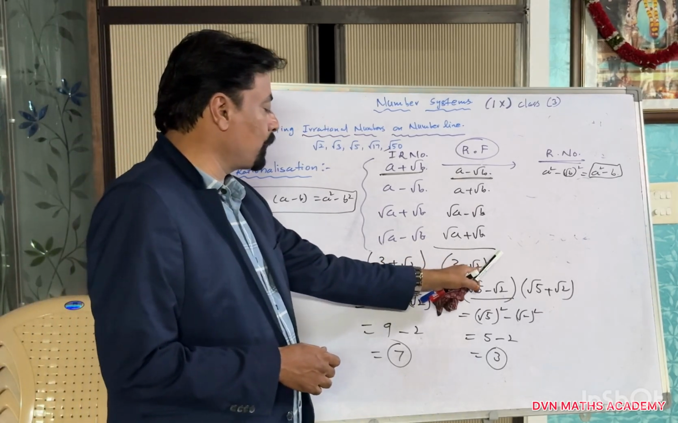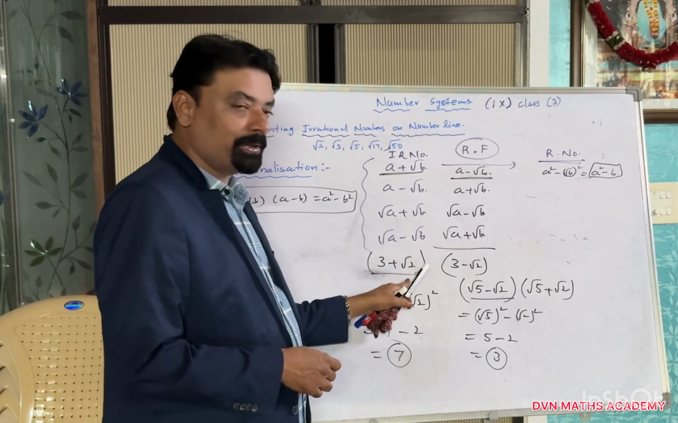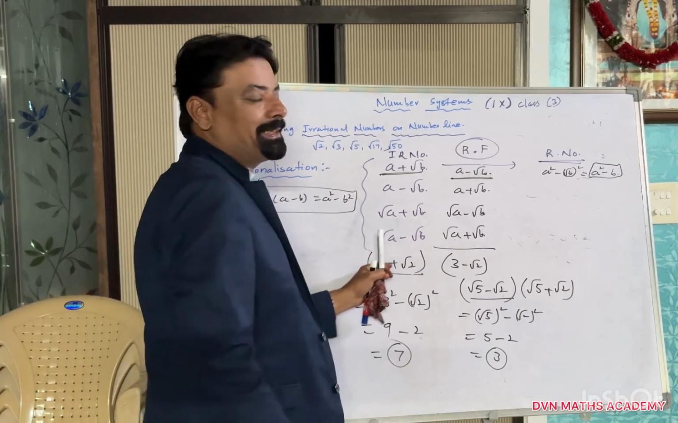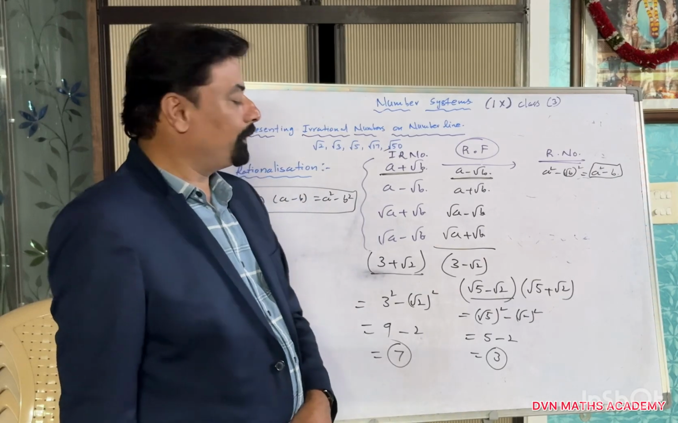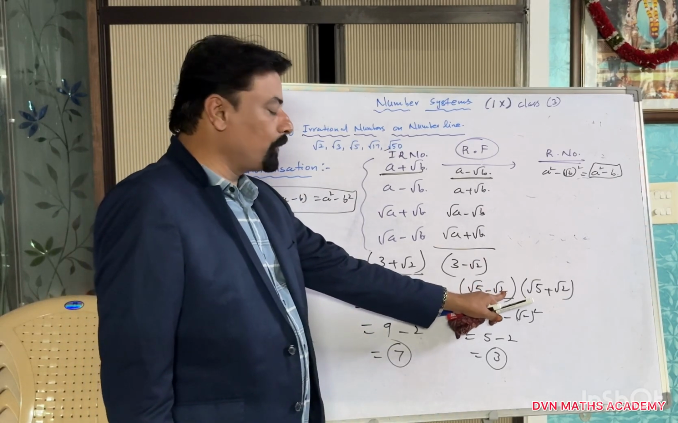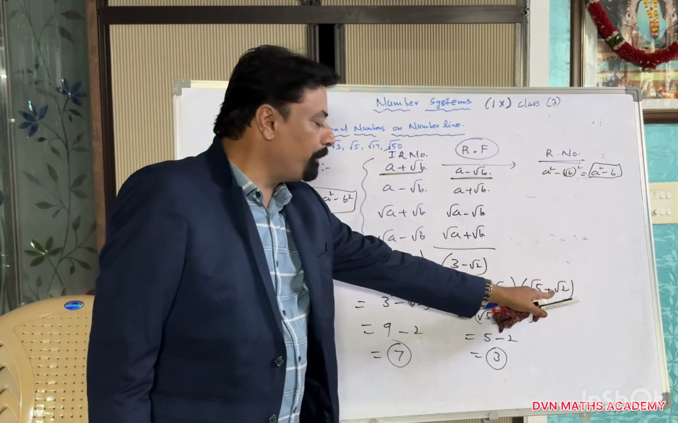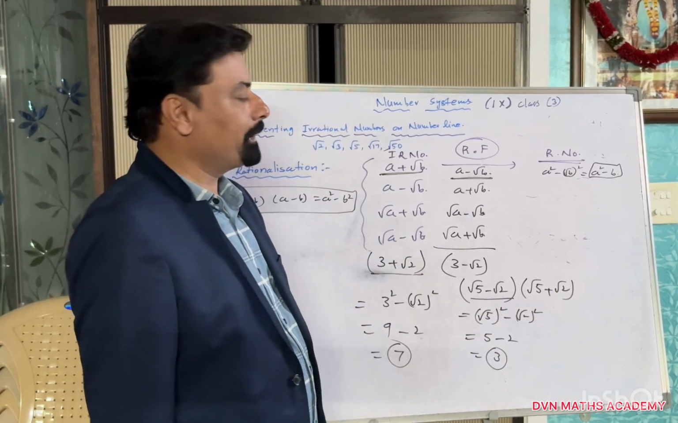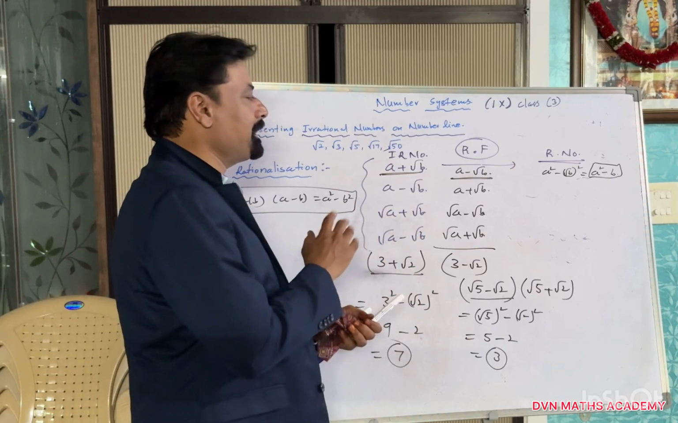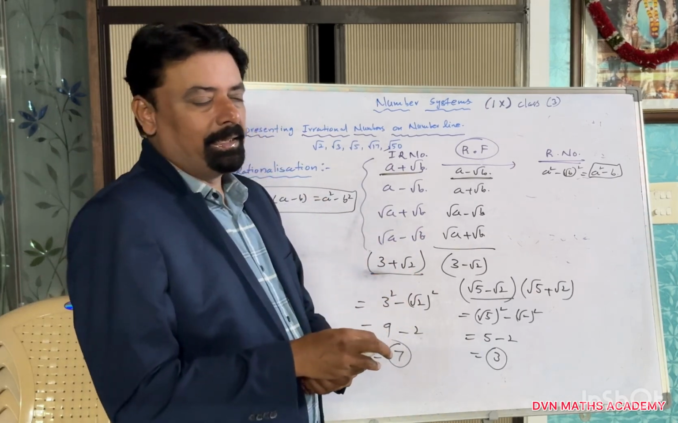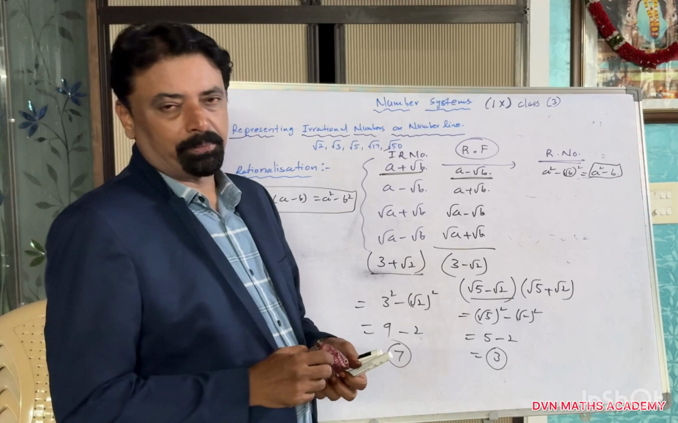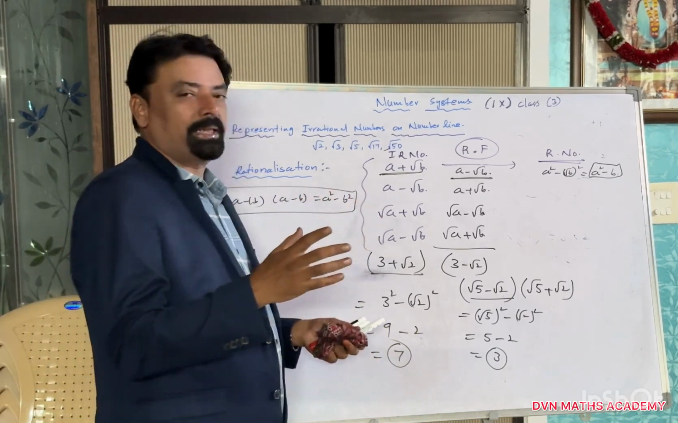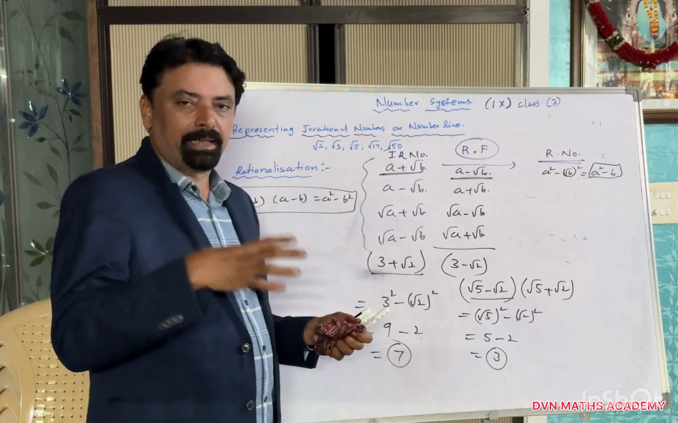So 3 minus root 2 is the rationalizing factor of 3 plus root 2, or we can say 3 plus root 2 is the rationalizing factor of 3 minus root 2. Here root 5 minus root 2 is an irrational number and root 5 plus root 2 is the rationalizing factor of the given irrational number. By using these rationalizing factors, there are many questions in your textbook and different concepts. We are going to solve those questions in the next class.